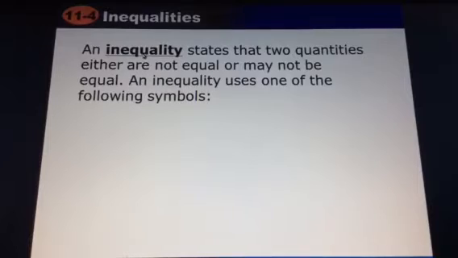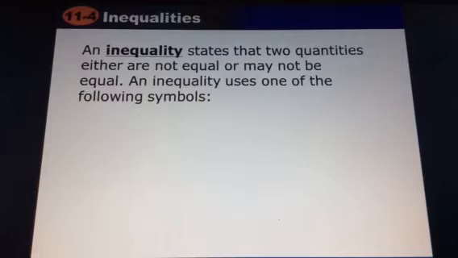Alright, so the first definition we want to look at is, and you're going to fill in the blank here, this is your first slide on your handout. An inequality states that two quantities either are not equal or may not be equal. An inequality uses one of the following symbols. Again, it's two quantities either are not equal or may not be equal.